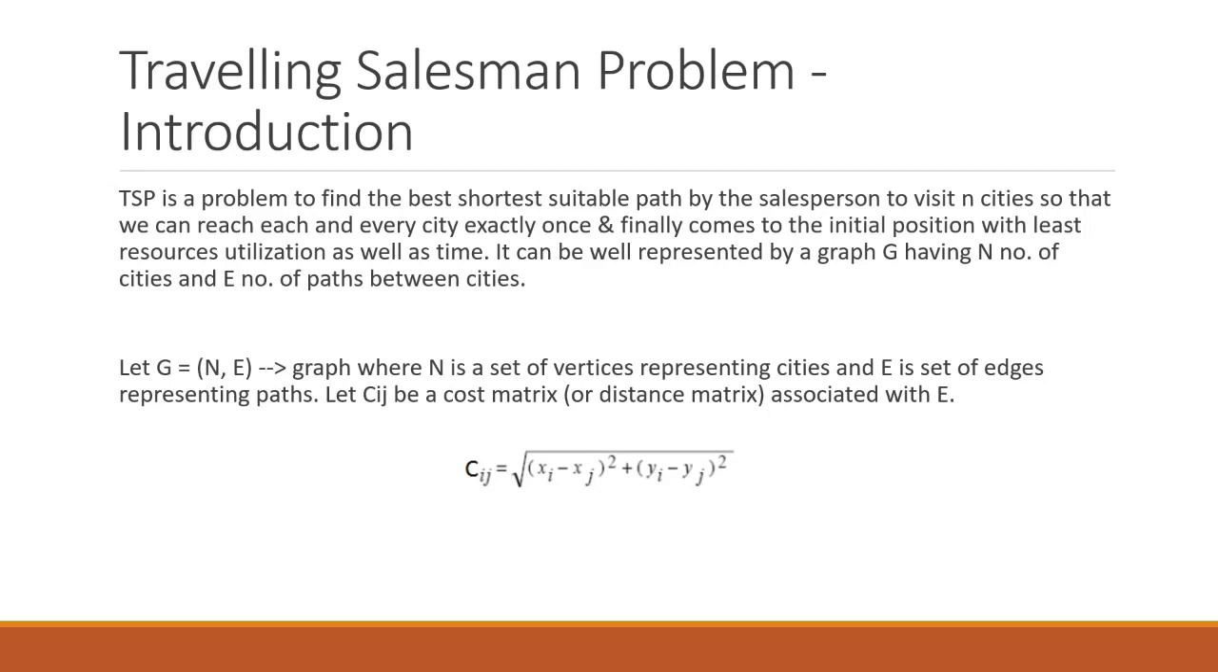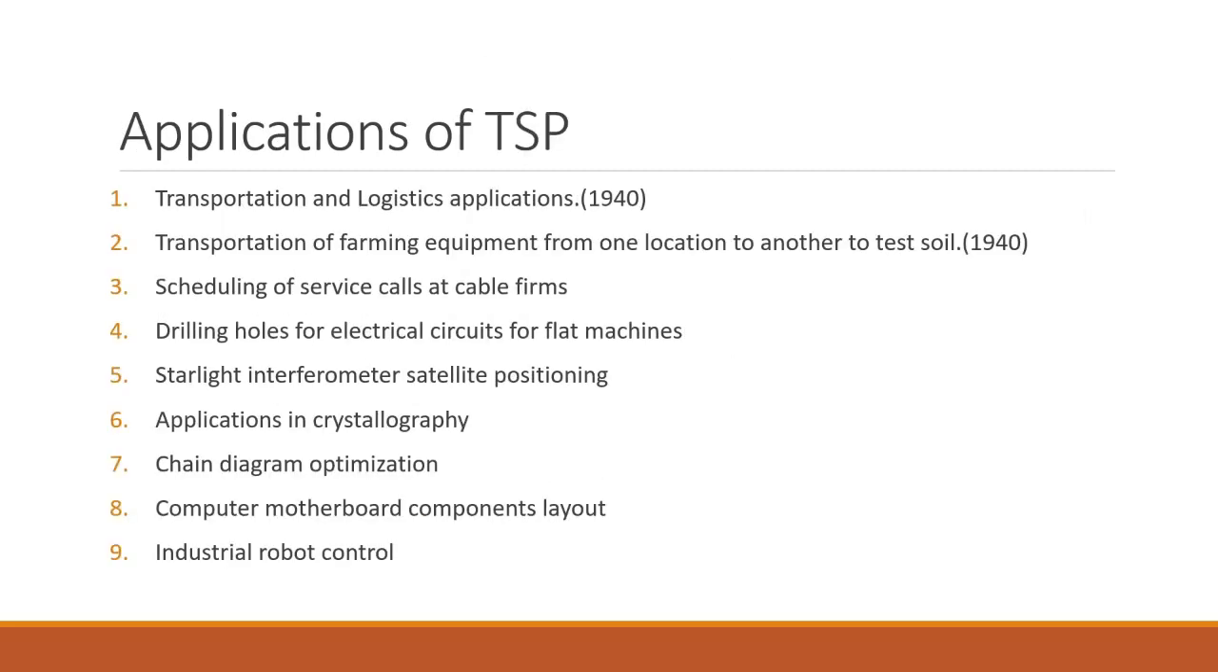Let's look a little bit more into the applications. These are a few of the applications that I've written over here. There are plenty more. The applications of the traveling salesman problem trace back as far as the 1940s, where it was first used for transportation and logistics applications during the World War. Subsequently after the World War, people tried to make use of it to find economic boom. It can also be used for scheduling service calls at cable firms, managing flights, applications in crystallography, and drilling holes for electric circuits.